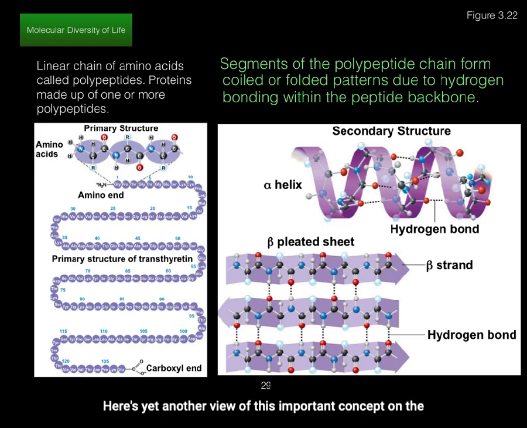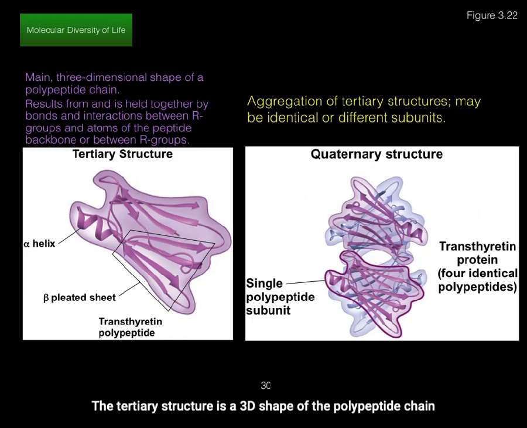Here's yet another view of this important concept. On the left is the primary structure, the linear strand of amino acids forming a polypeptide chain. On the right are examples of the secondary structure, an alpha helix and a beta sheet. The secondary structures are formed by hydrogen bonds. The tertiary structure is a 3D shape of the polypeptide chain when the helix and/or sheets fold in on each other. And the quaternary structure is the aggregation of different polypeptide structures.